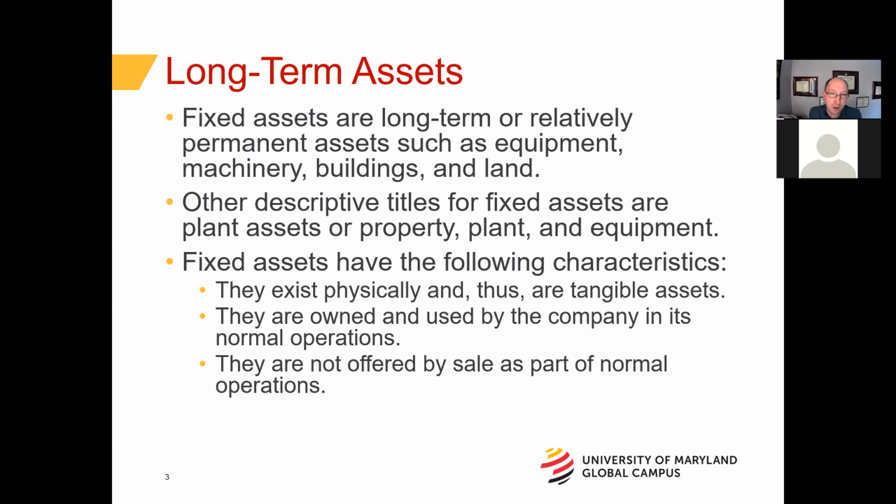From an accounting perspective, we focus on property, plant, and equipment when we talk about fixed assets because property, plant, and equipment help the company to generate revenue. There are other fixed assets that exist, but when we talk about fixed assets, we're talking primarily about assets that are tangible. You can physically touch them. They are owned by the company and are used in the company's normal day-to-day operations to help the company to generate revenue. They are typically not offered for sale as a part of normal day-to-day operations.